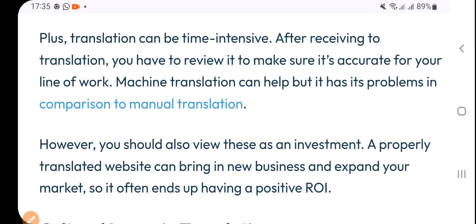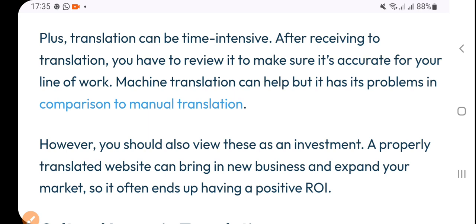And plus, translation can be time intensive. After receiving the translation, you have to review it to make sure it is accurate for your line of work. Machine translation can help, but it has its problems in comparison to manual translation. So that is a problem. Machine translation is good in some ways, and manual translation is good in other ways, and sometimes hybrid.